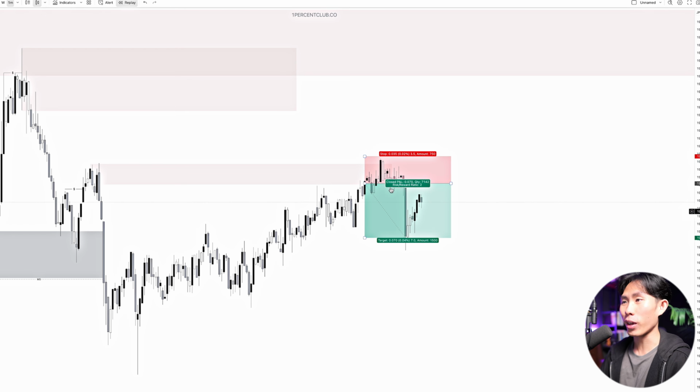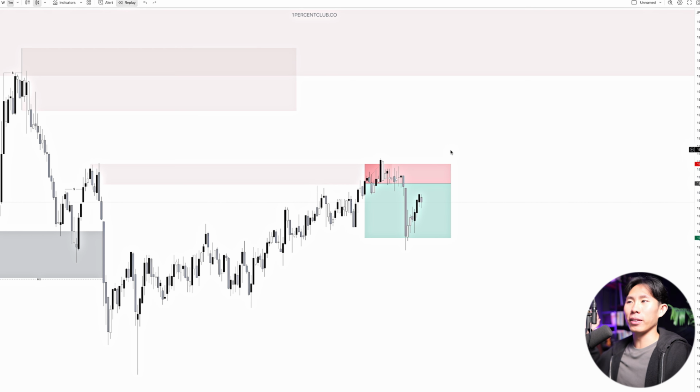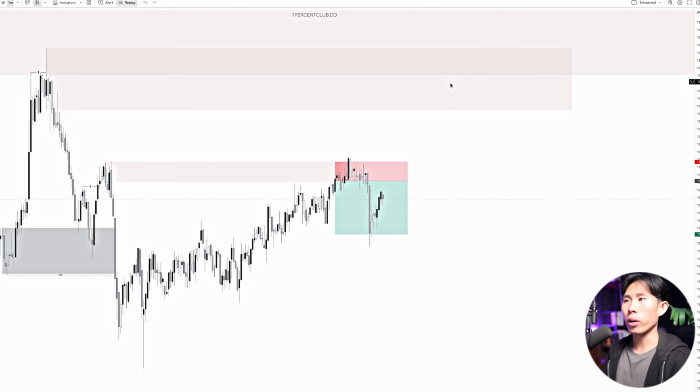But let's say you do get stopped out, right? Let's say over here you got stopped out. Okay, cool. You accept the loss, you bite the loss, and you move on to the next trade opportunity itself. And where do you think is going to be the next trade opportunity? This zone right here. Because remember, this zone has not been mitigated whatsoever, right?